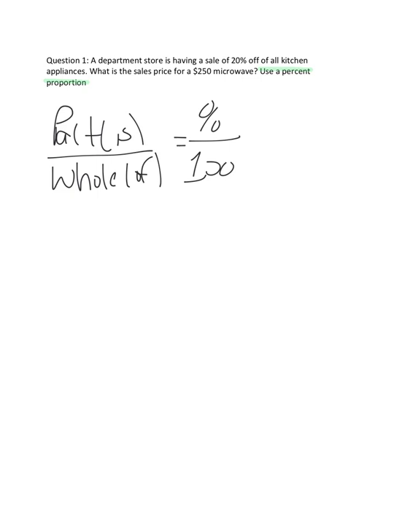Now we have to identify a couple important things. What's the part, what's the whole, and what's the percent? Let's start with the part. Well, let's go back and say a department store is having a sale of 20% off of all kitchen appliances. What is the sales price for a $250 microwave? Well, we're given the whole amount, we're given the percent, it's not giving us the part here. We're actually trying to find the part, meaning we're going to use X to represent the part.